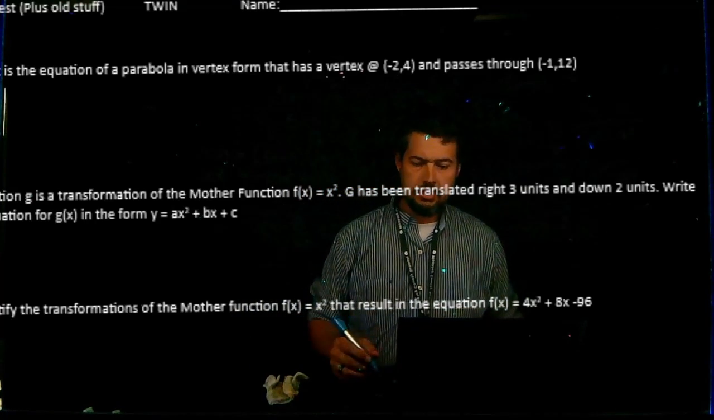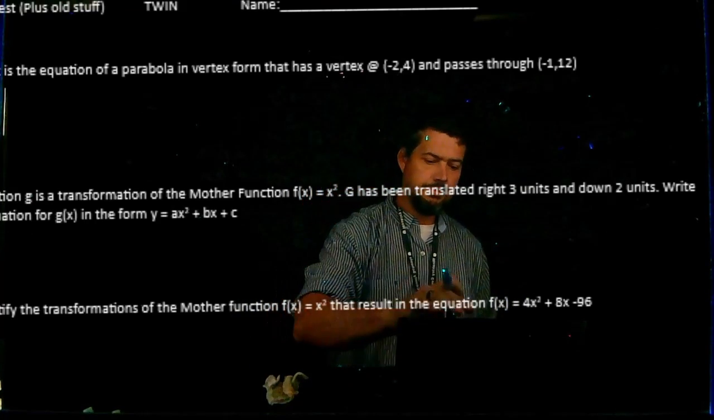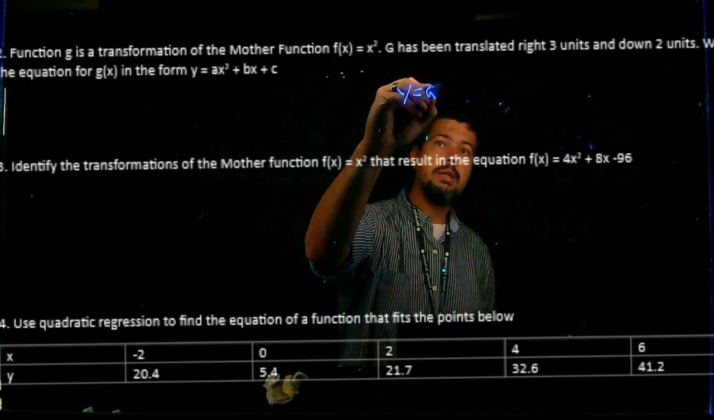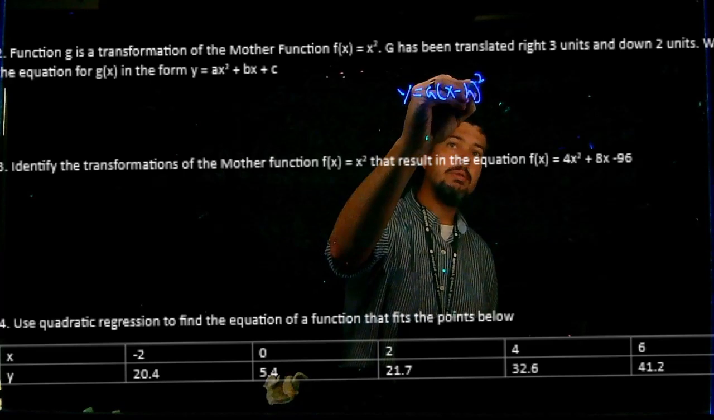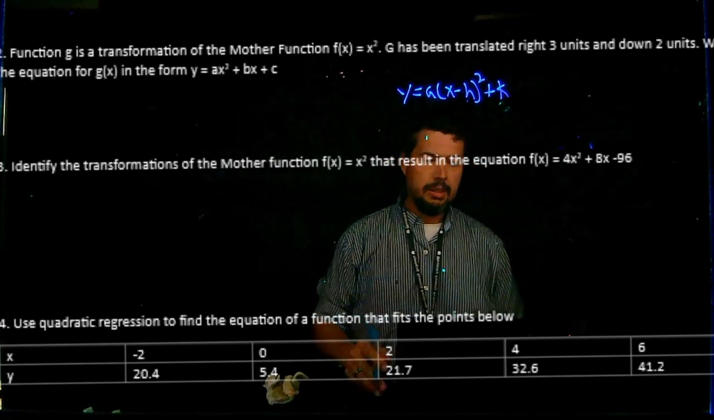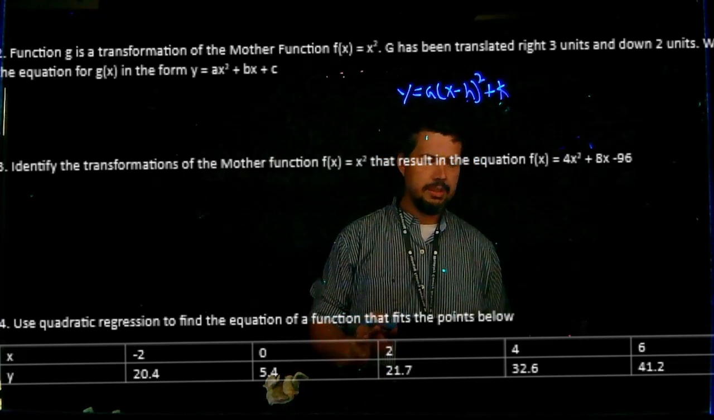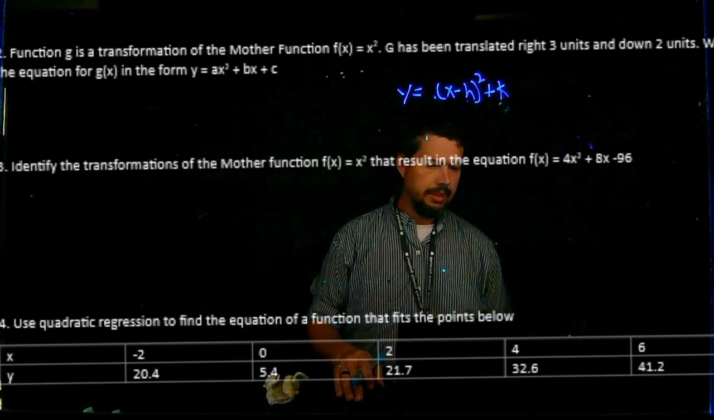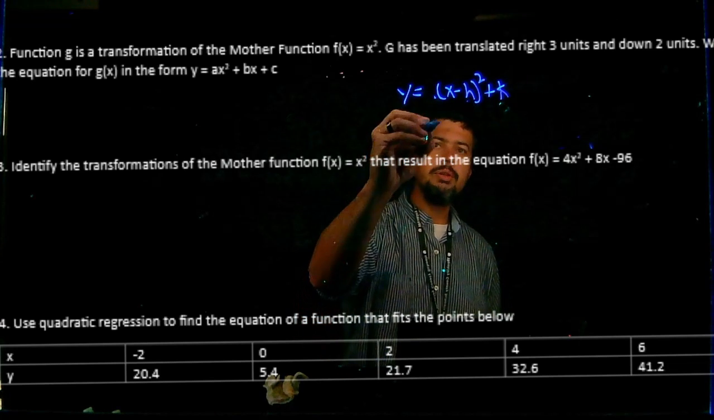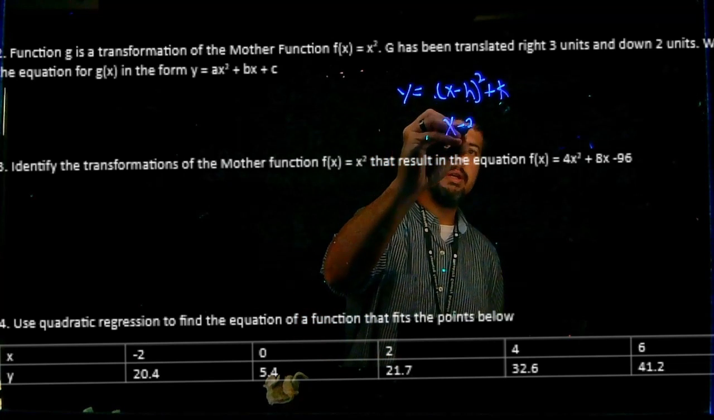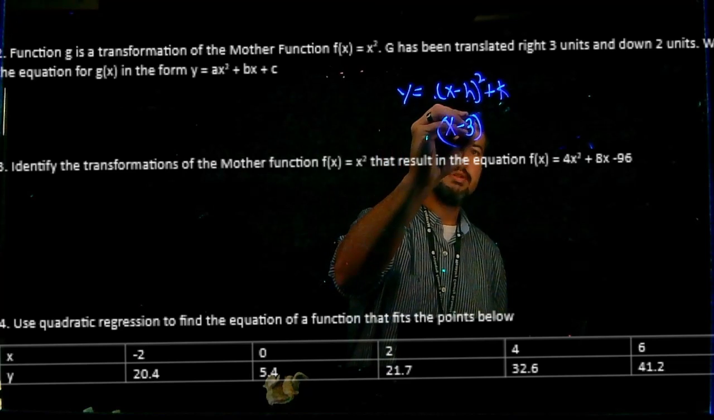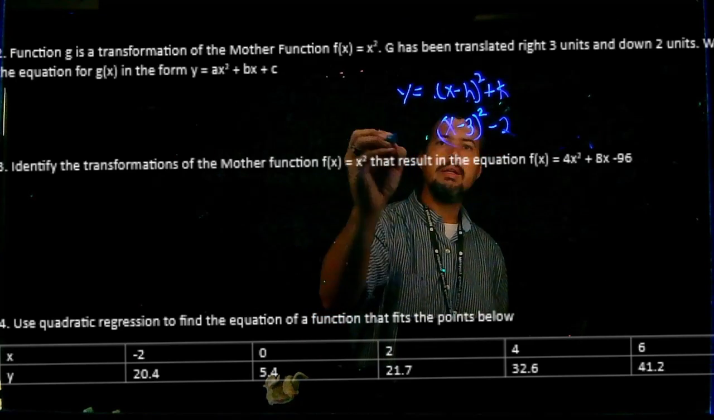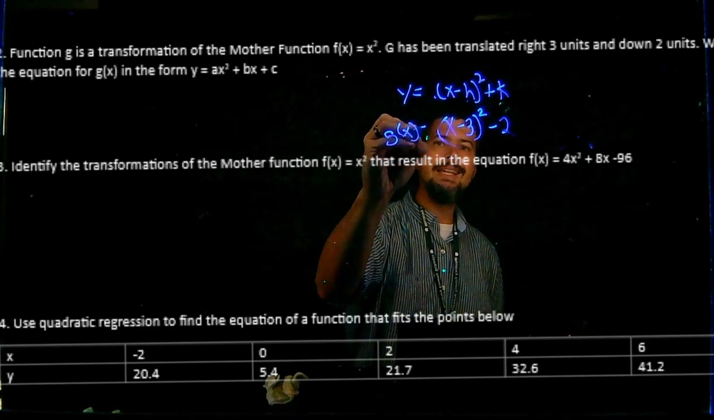So let's see here. We're going to start with y equals a times (x minus h) quantity squared plus k. And they don't tell us anything else, like they don't tell us about a vertical stretch. So the a is just an understood 1. It has been translated right 3. We're going to do the opposite of what we think right is. We're going to take away, we're not going to add. That's a right 3. And then down 2, minus 2. And this is what g of x looks like in vertex form.